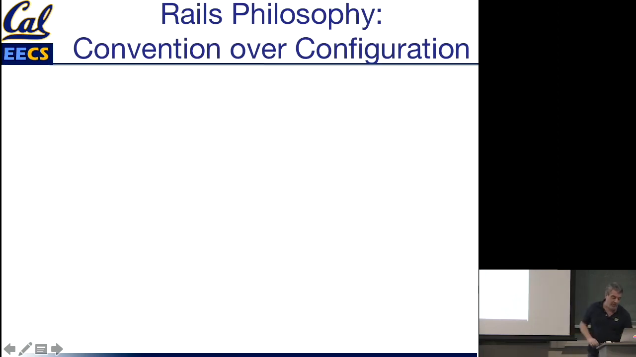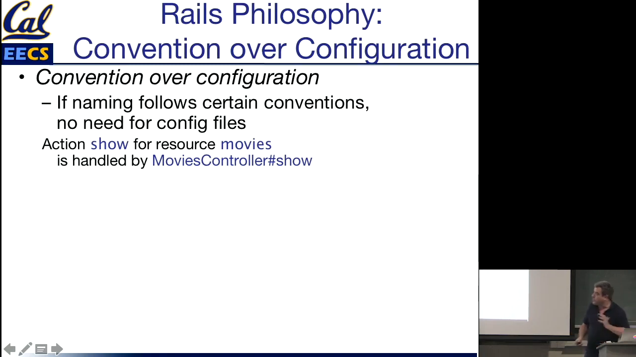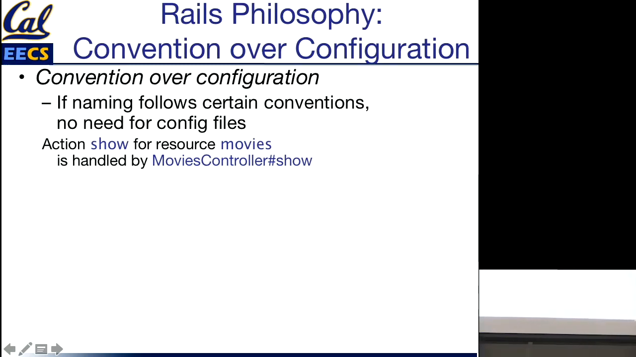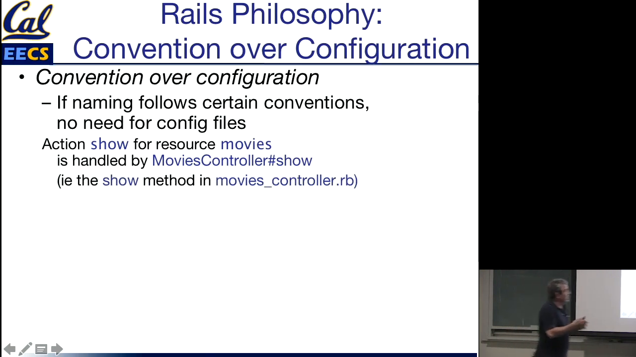OK, so convention over configuration, worth spending a few minutes on. Basically, if you're willing to adopt certain conventions, almost all of which are related to how you name things, then you never need to have separate code specifying what those mappings are. So as we showed in this example, if there's an action called show on a resource called movies, then the assumption made by Rails is that there is a class called movies controller, that class is defined in a file called moviescontroller.rb. Oh, good, this works. And that file should contain a Ruby function whose name matches the desired action. Right? So this is all without you actually having to set this up anywhere.